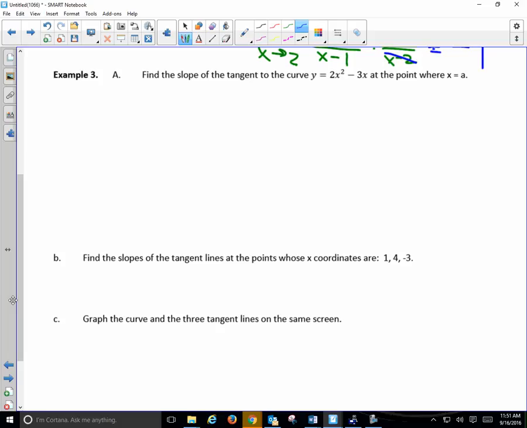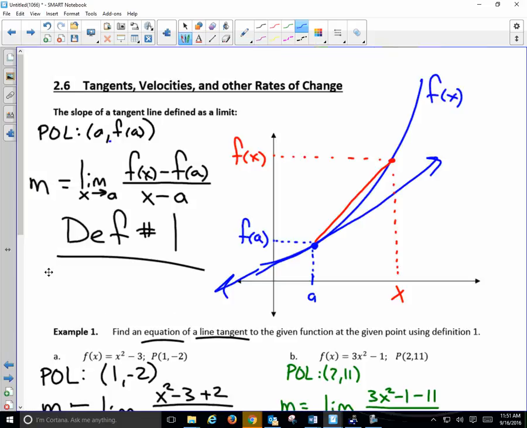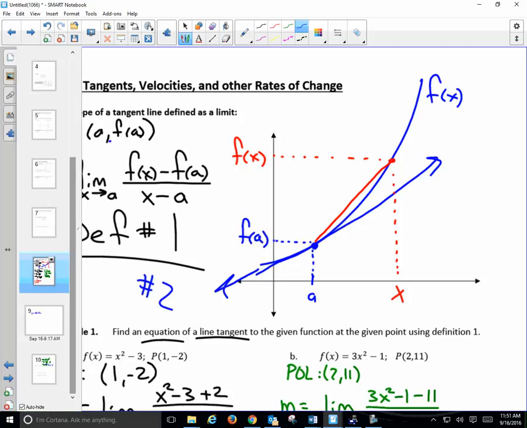We're not going to do example 3. Just one more thing to kind of bring this together. If you look at the front of your study guide, this is a picture that you need to know. You need to be able to put a, f of a, x, f of x, and write that limit formula. This is what ties it all together. Second of all, this is definition 1. There is a definition number 2, which is more traditional, something that I like even better, and it would allow us to do example 3.